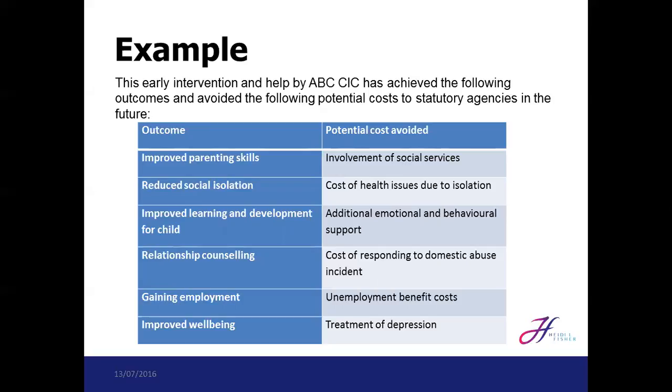So in terms of the potential costs avoided, they're all shown there. By improving the parenting skills, there was potential cost avoided of having social services continue to be involved. You've also got, through the relationship counselling, no costs associated with domestic abuse incidents. Employment, obviously no longer claiming benefits and being unemployed, and improved well-being, there's health cost savings through the treatment of the depression.